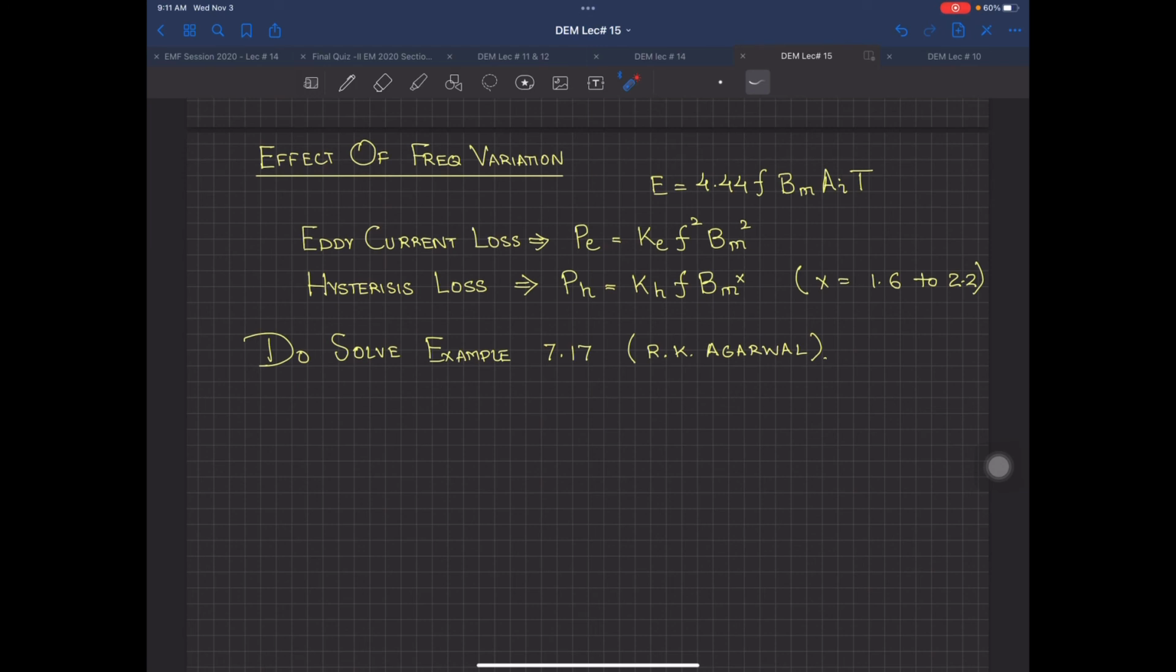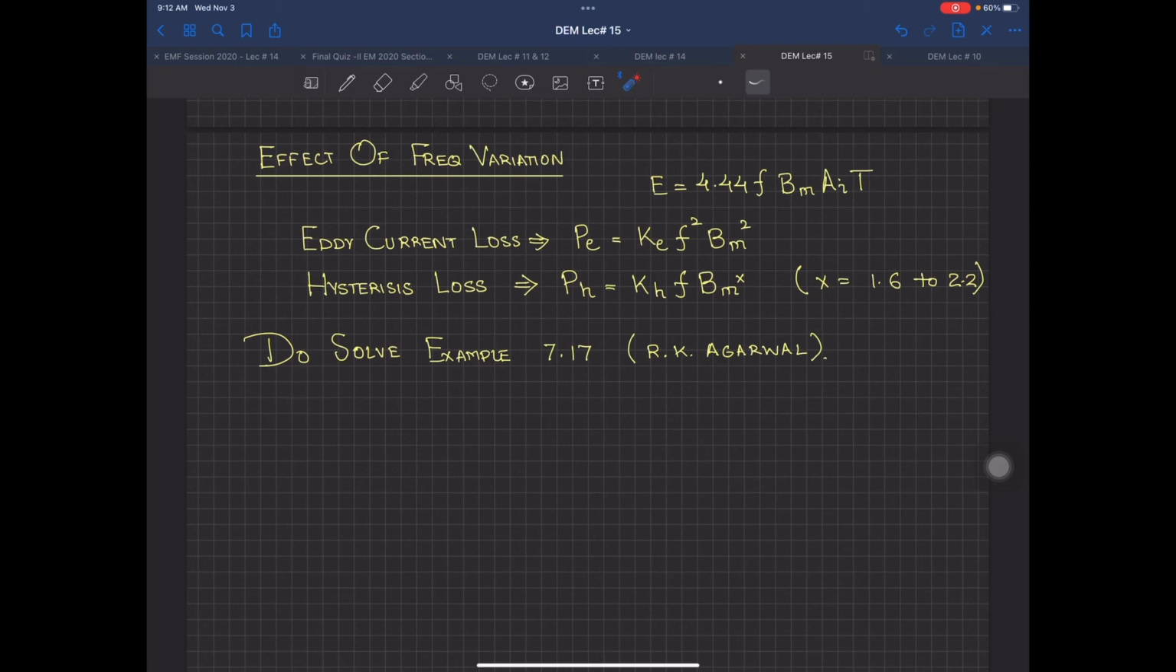Effect of frequency variation. We already know this one. These are formulas, no need to prove these two formulas. One is the eddy current loss, the other one is the hysteresis loss. This X is dependent upon the material property. If anyone can find a proof of these two, please do share with me. I have been trying to find these proofs. These are actually empirical, and they are not derived even in this book. But you have been using these formulas in your machines course also.